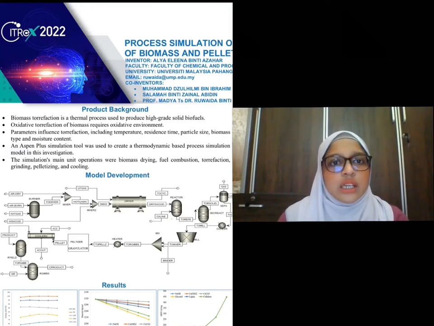In recent years, modeling and optimization of torrefied pellet fuel generation from biomass have attracted interest. Process model simulations such as Aspen Plus are useful for understanding the process.